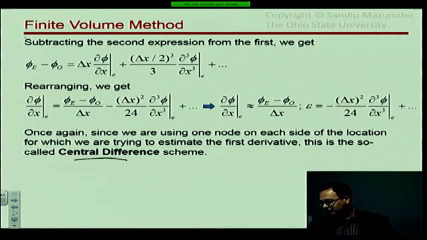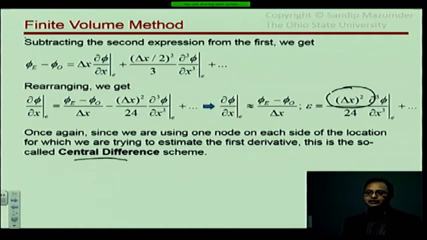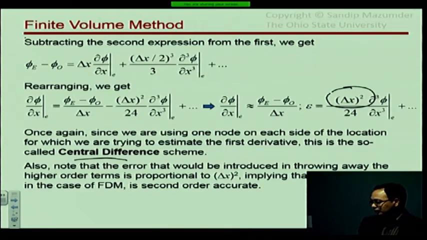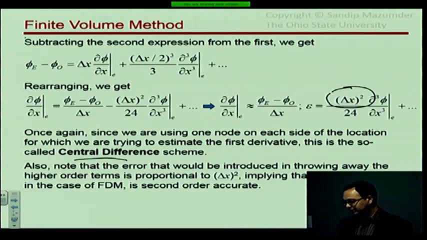Notice that the order of the approximation is second order, just like your finite difference, except that this is an approximation for the first derivative, not the second derivative. So that's what I'm saying here: proportional to delta x square, as in the case of finite difference, second order accurate.